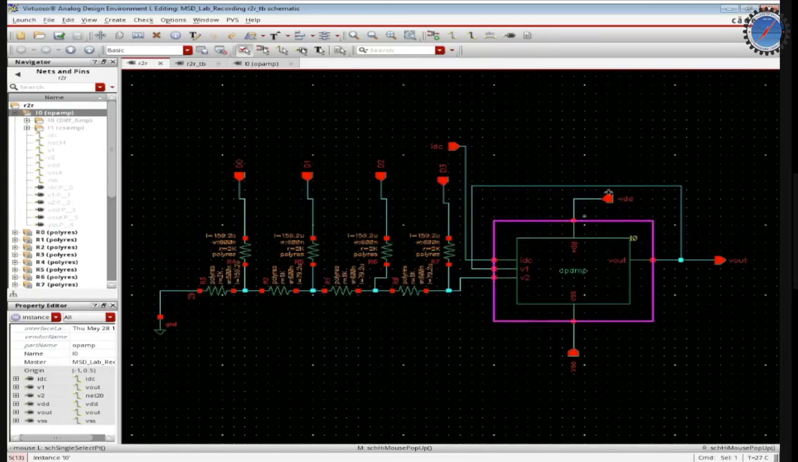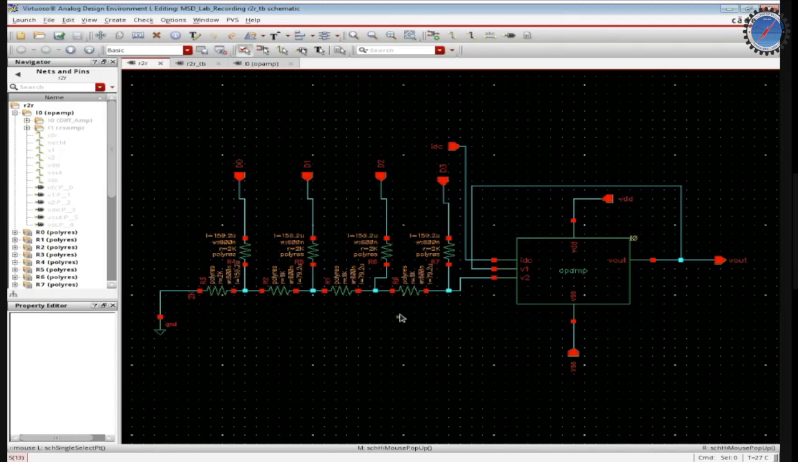Back to the R2R ladder DAC. The op amp is used as a voltage follower. The output is shorted to the inverting input, V1, and whatever voltage is obtained by the R2R ladder DAC is given to the non-inverting input of the op amp. The output has to be essentially the same value as this point, which is the effective output of the R2R ladder. But in order to source current to the output as a buffer, the op amp is used as a voltage follower. That is the basic circuit of the R2R ladder DAC.